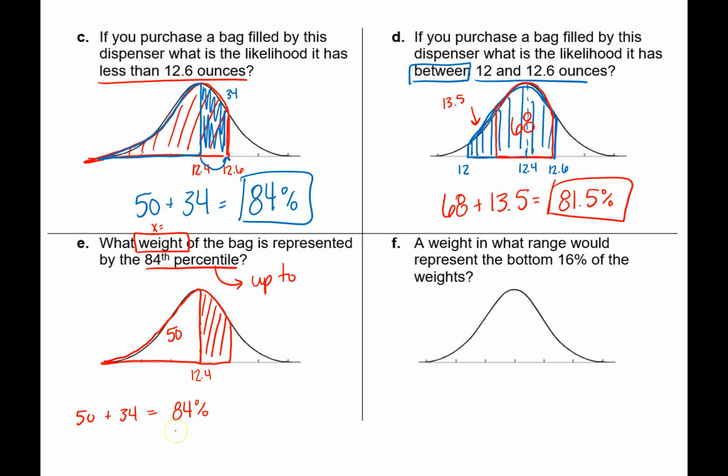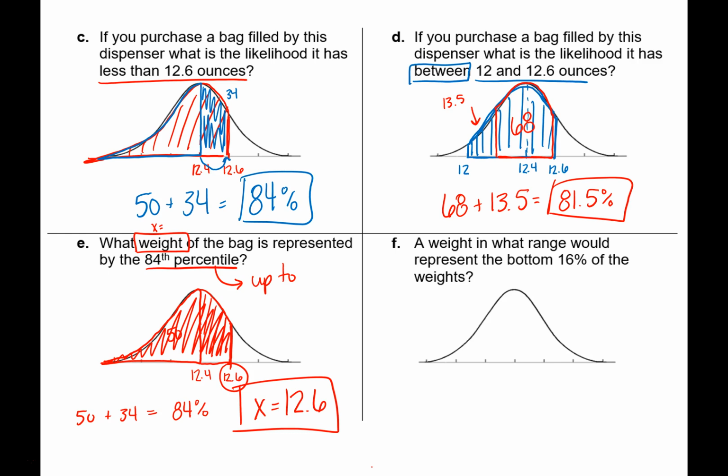So that means that to get up to 84%, or the 84th percentile, all of this, the x value, what number is down here, that x value was 12.6. So when the weight of the bag is 12.6, that's when I'm in the 84th percentile. All right, let's do another one of those.